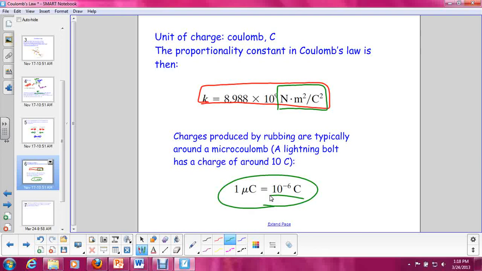It turns out a lightning bolt has a charge of around 10 coulombs. That's a lot. That's over 1,000,000 times more than the charge you will pick up by shuffling your feet around on the carpet or rubbing a balloon on your hair.